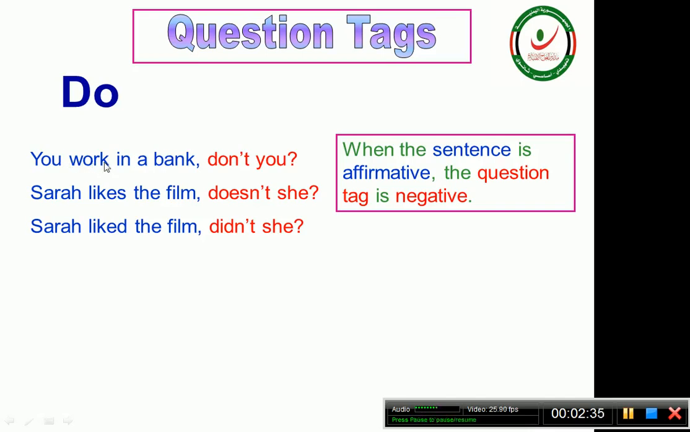Look at the first example. Because the verb here is present, we should use don't, and because the statement is affirmative, we should use in the question tag here negative. Don't you? Sarah likes the film. Sarah is just a woman, and the statement is affirmative. We should use here in the question tag negative. Doesn't she? Sarah liked the film. Liked is past, so we should use here did for the past. Didn't she? Because the statement is affirmative, we should use here the question tag negative.